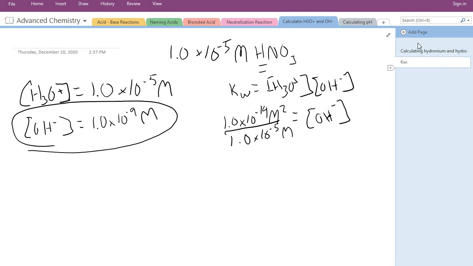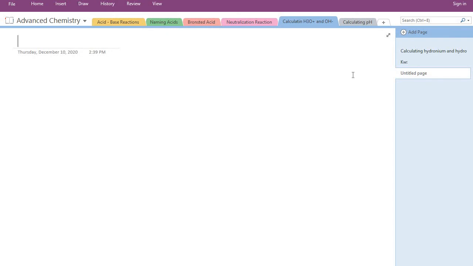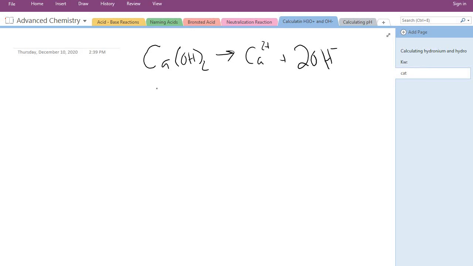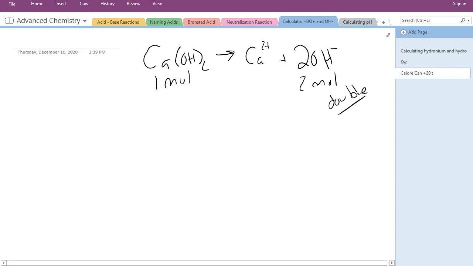All right, so let's do one more. What happens if there is something different? I know this isn't diprotic, but it works kind of the same way. When you have Ca(OH)2, it will dissociate, and you're going to get calcium and 2 hydroxides for every 1 mole of it. So if we have 1 mole of this, you're going to get 2 moles of hydroxide. For all intents and purposes, it's going to double the concentration of hydroxide. So say in this particular problem, we have 1.0 times 10 to the negative 4 molar calcium hydroxide.